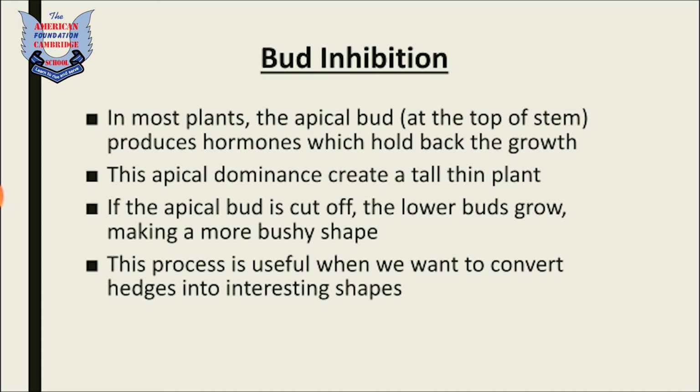This process is useful when we want to convert hedges into interesting shapes. We have often seen that many different shapes are made of plants and their bushes, and it is very interesting to do. Therefore, it is also important for commercial purposes because they are grown in many different public places, in gardens and in other areas where the public can go and enjoy. So there are other plant hormones too. For instance, abscisic acid is a plant hormone that is very good in growth inhibition. So it is also used for this purpose.